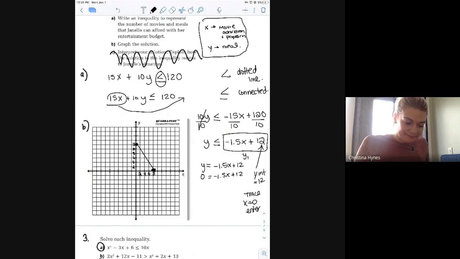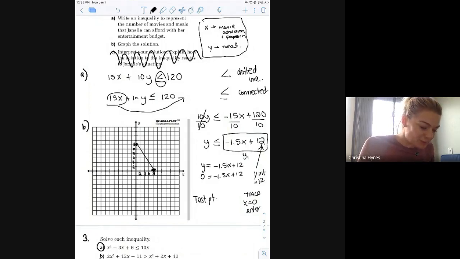And lastly, you need to figure out, are you going to shade in this region, which is below the line, or are you going to shade in this region, which is above the line? Logically, I know it's going to be below, because if it's above, that means that the expression is going to be greater than $120. So logically, it has to be this region, but you can always use a test point to confirm.